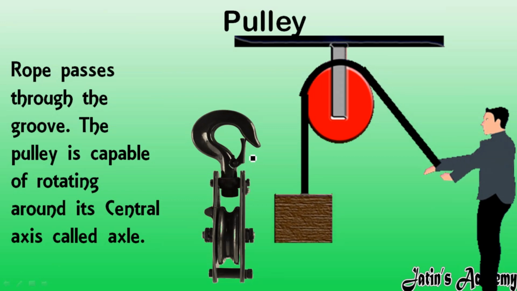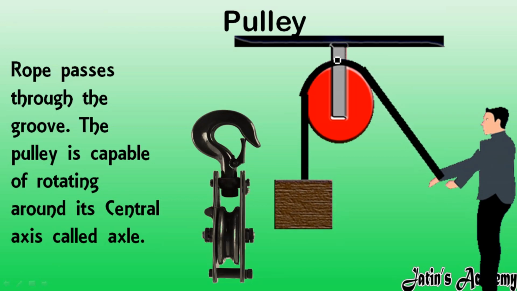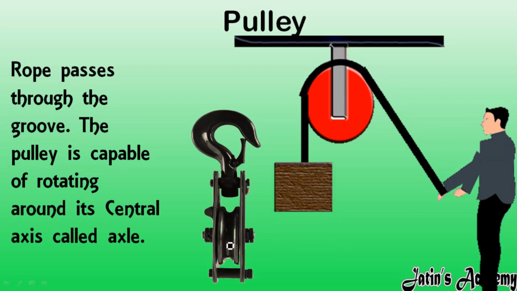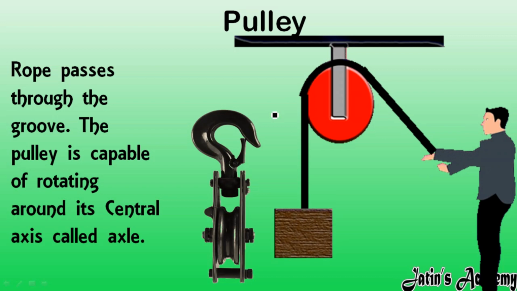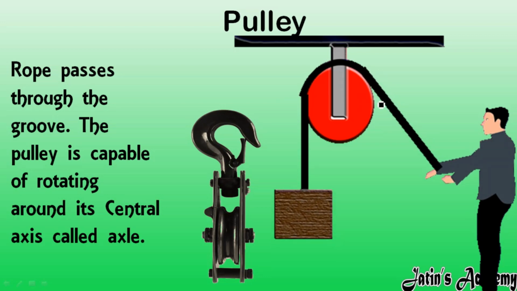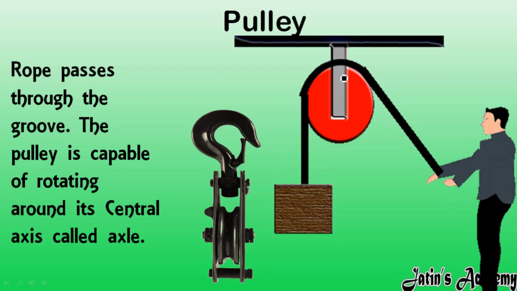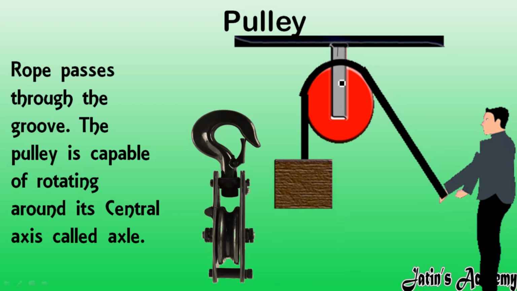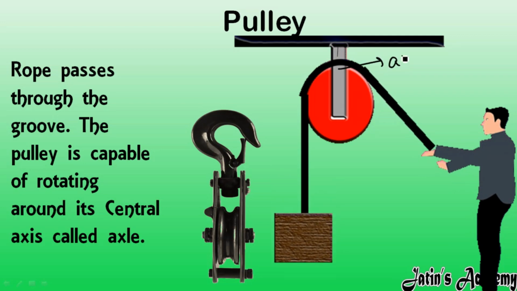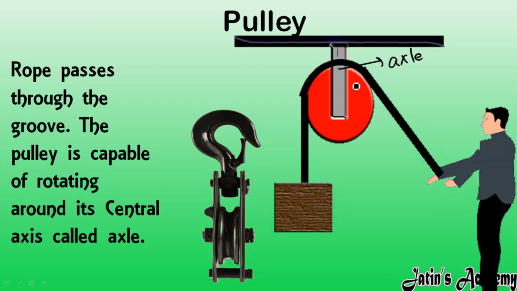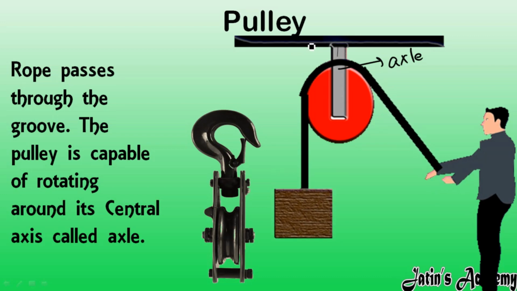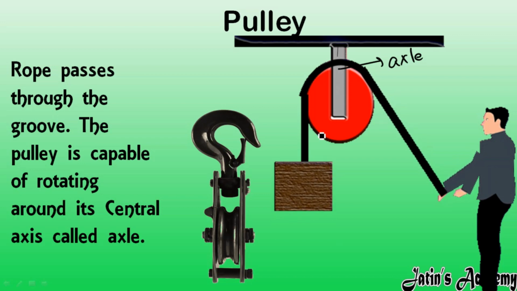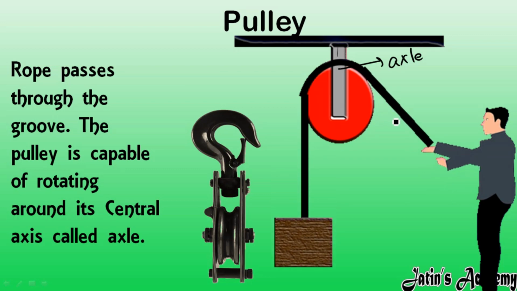Next, the rope passes through the groove. From this groove, from this hollow surface, the rope is going to pass. In this kind of pulley you can see the hollow surface inside. So from this hollow surface, the rope is going to pass like this. The pulley is capable of rotating about the central axis. This fixed point is known as the axle, about which the pulley is going to rotate, and the axle is also attached to some rigid support. Okay, here at a rigid support the axle is attached, and about the axle, this pulley is going to rotate.